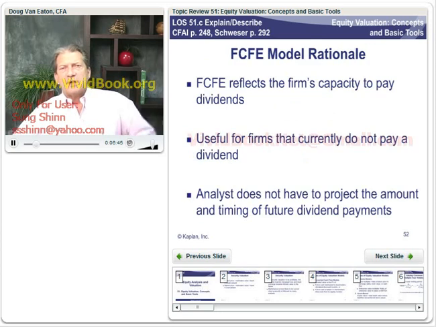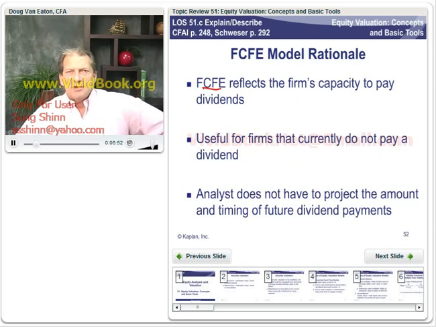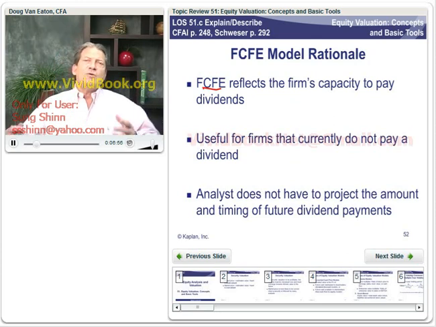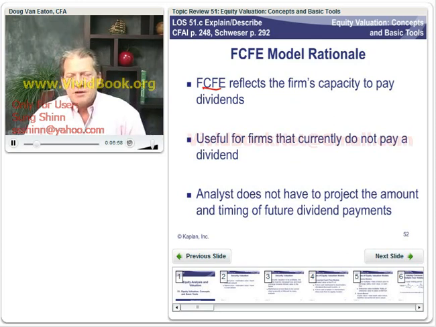So the rationale for using these is that this free cash flow to equity really is indicative of the firm's capacity to pay dividends. They could have paid that out. And it's useful for firms that currently don't pay a dividend, when we don't feel comfortable using a dividend discount model and projecting dividends and dividend growth into the future. Under this, the analyst doesn't have to project the amounts and the timing of these future dividends. It just projects the cash flow.